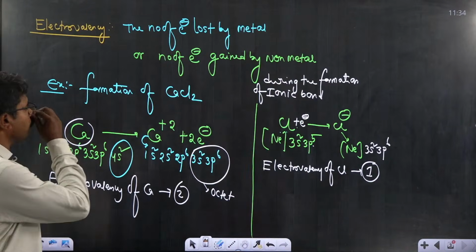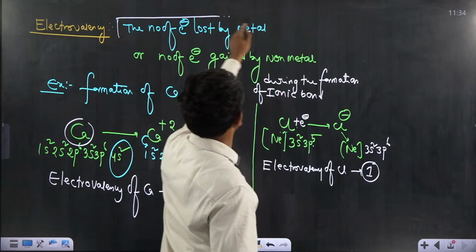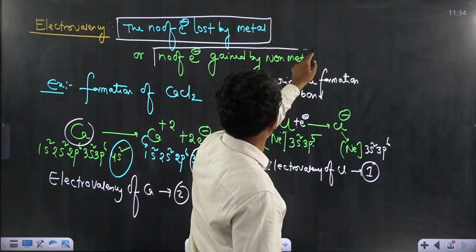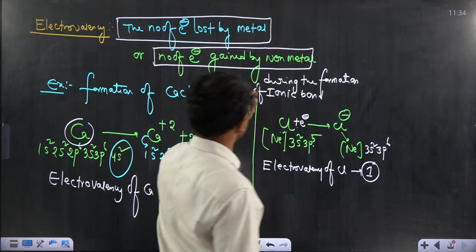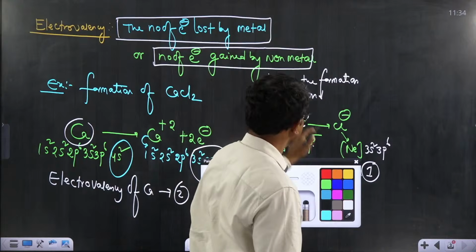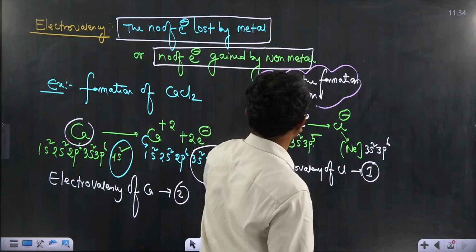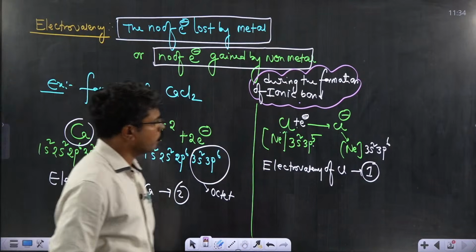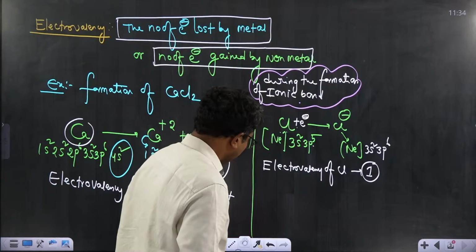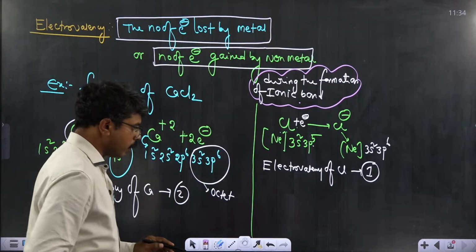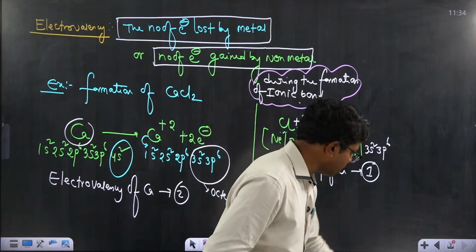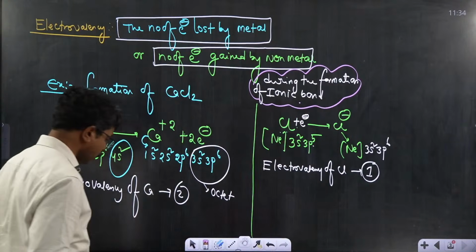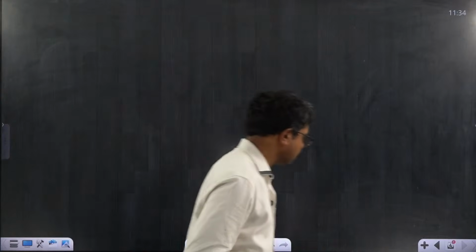So electrovalency means the number of electrons lost by a metal or the number of electrons gained by a non-metal during the formation of an ionic compound or ionic bond. Electrovalency of calcium here is 2 and electrovalency of chlorine is 1. Let me put together a simple tabular form to recollect the electrovalency of various metals and non-metals. I hope these points are clear. Let's move on to the next page.